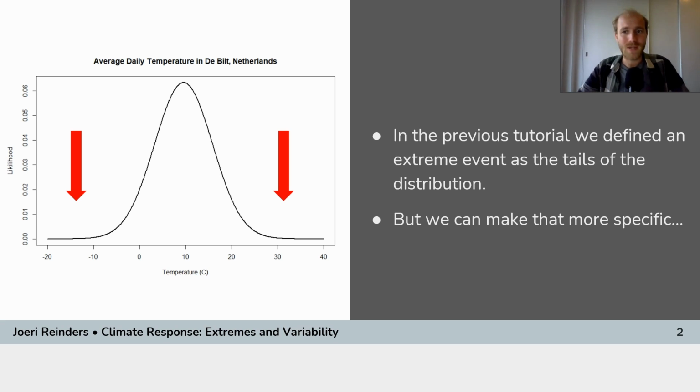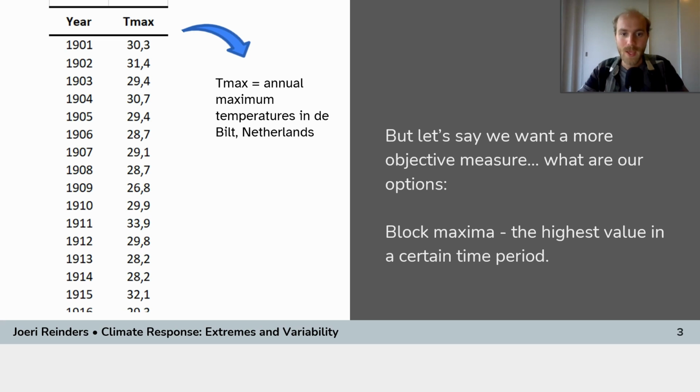However, tails are not very specific, right? So we want to maybe find a way to judge extreme values in a quantitative way instead of a qualitative way of where the tails are. So let's say that we have this data. One of the first things that we can do is, instead of looking at the distribution, make what we call a block maxima record. That's something that looks like this.